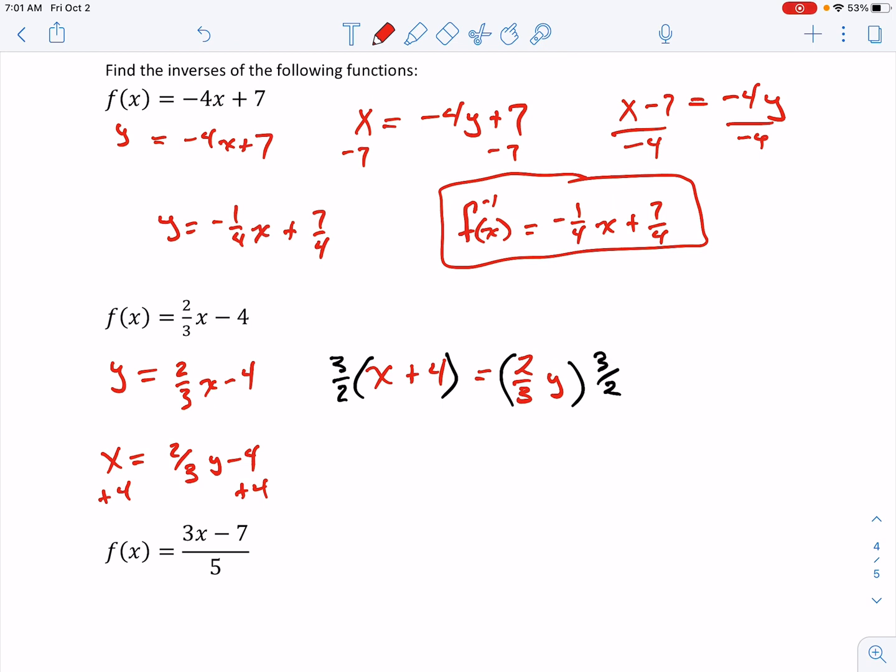That will give us 3/2 x plus 4 equals y. Because these fractions will cancel out, when I times 2/3 by 3/2, I'll get 6/6, which is just 1. And then last of all, we switch y back to f inverse of x. So f inverse of x is equal to 3/2 x plus 4.